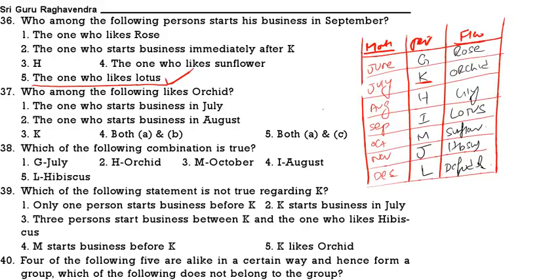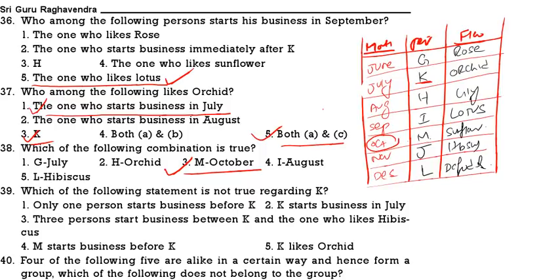That is correct. That means K is the one who starts business in July. The one who starts business in July is correct, or the third option, K. Both are correct, both A and C. Then, which is the correct combination? M, October is only definitely correct. Which of the following is not true regarding K?